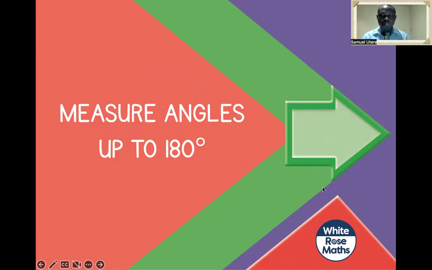So, in your previous lesson, you learned how to classify angles using words like acute, obtuse, reflex, and right angles. In today's lesson, you're going to learn how to measure angles up to 180 degrees.